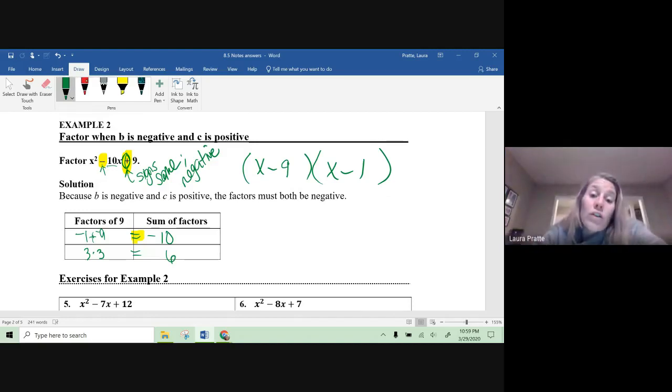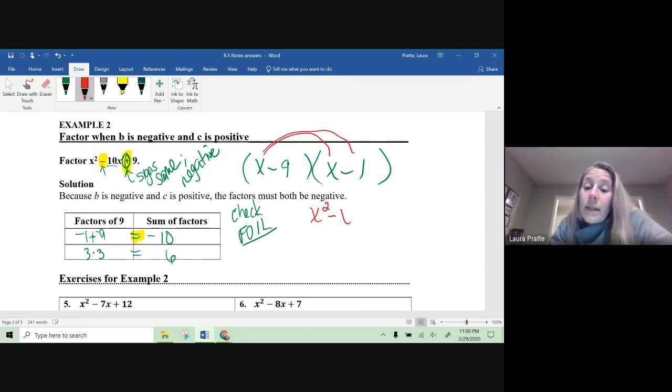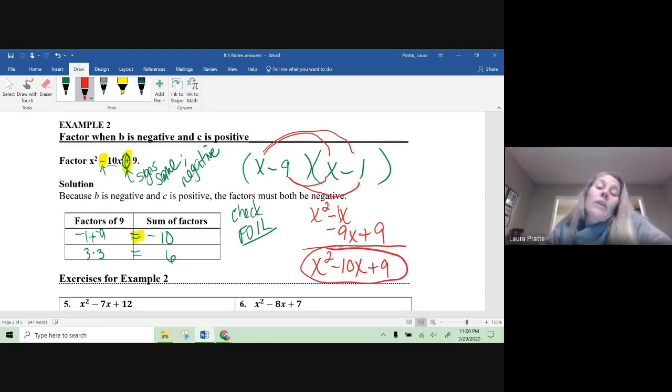And then, of course, if I want to check that, you're going to do your FOIL to check. So x times x is x squared. X times negative 1 is negative x. Negative 9 times x is negative 9x. And negative 9 times negative 1 is positive 9. So that would combine the like terms in the middle, gives me that negative 10x in the middle that we wanted. And we have the same exact quadratic trinomial that we started with in the beginning. So then we know that we factored it correctly.